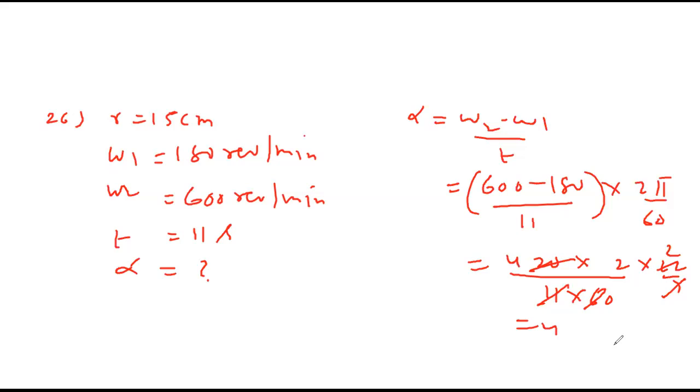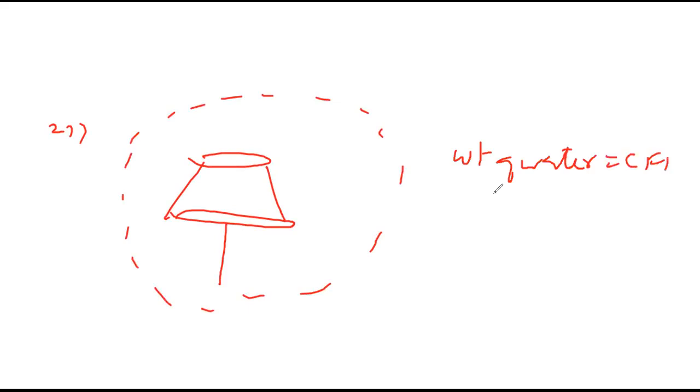Yeah, 27. A bucket full of water is revolved in a vertical circle of radius 4 such that water does not fall down. What is the time period of revolution? Do you remember? I had explained the same concept. When a bucket full of water is revolved, then the weight of water equals the centrifugal force, mv square by r.